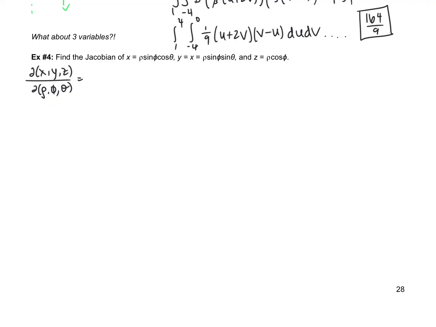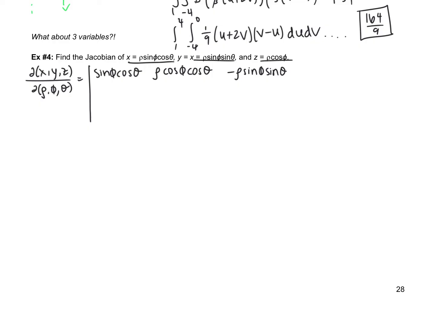And so that's going to be partial of x with respect to rho, partial of x with respect to phi, partial of x with respect to theta, and so on and so forth. So I'm going to get us started. We're using these equations that we have above. So the partial with respect to rho would be sine of phi, cosine of theta. Then the partial of x with respect to phi would be rho, cosine phi, cosine theta. And then the partial with respect to theta is going to be negative rho, sine of phi, sine of theta.